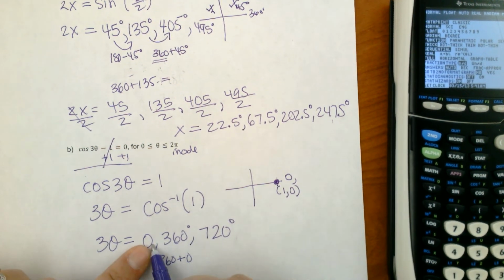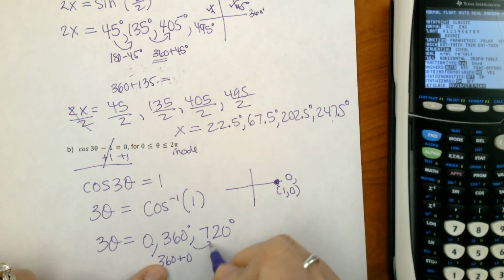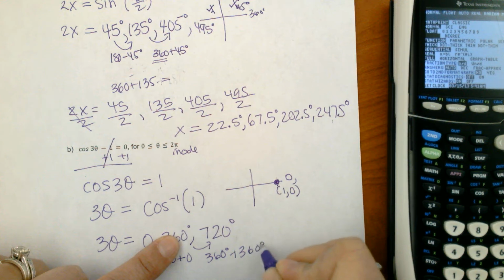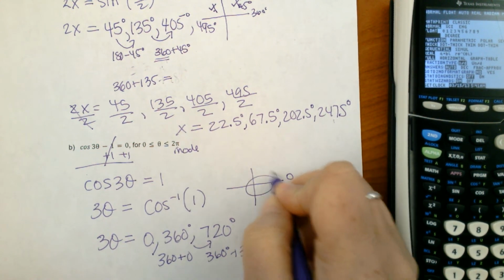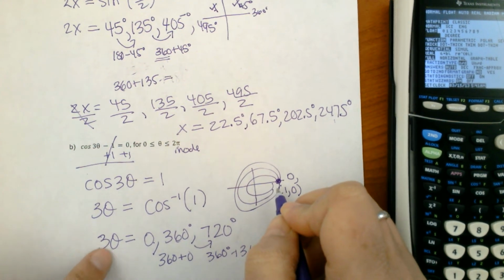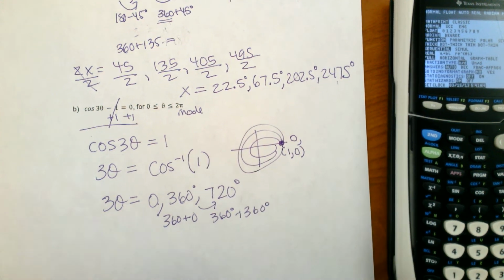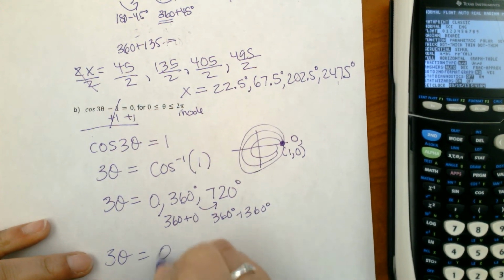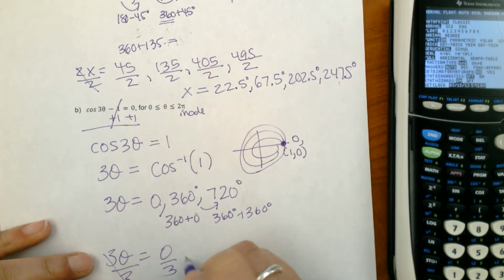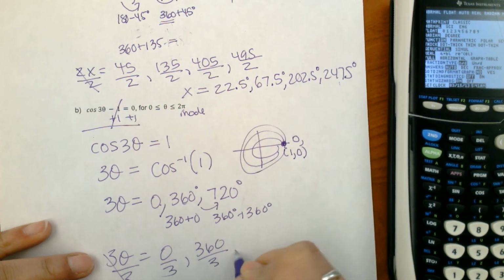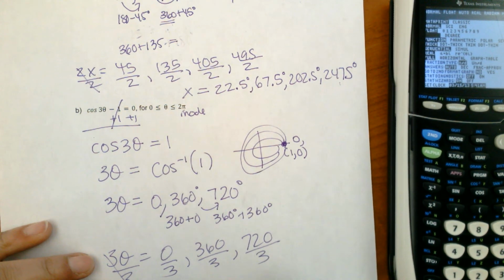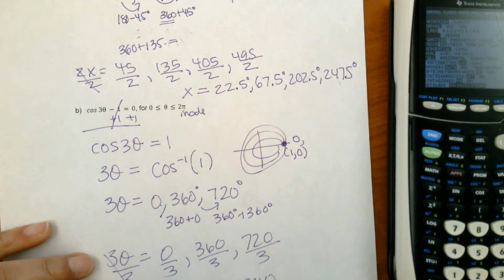So we had to go around once, add 360, go around, add another 360. So we went around once, twice, 3 times. That's what this 3 theta means. But I'm not done yet. What do I need to do? Yes, I need to take each of these answers and divide by 3. So theta equals 0, 120, and 240.